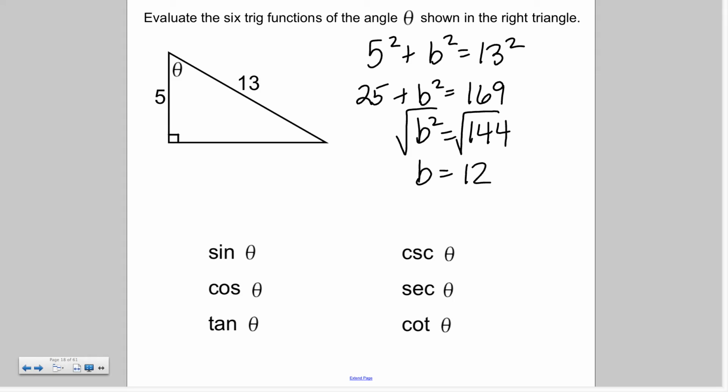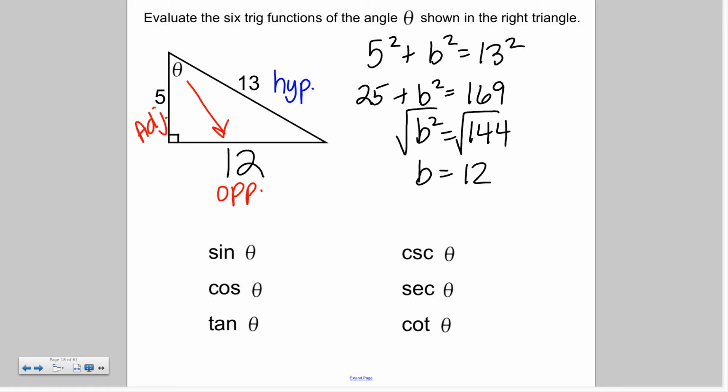Now, I'm hoping some of you are thinking, why is it not positive or negative 12 when you took the square root? Remember, these are talking about side lengths. You can't have a negative length. So in this case, it's just that positive 12. All right, so we've used our Pythagorean theorem to find our third side length. Now we want to label it. Here's our hypotenuse. There's our opposite. And there's our adjacent.